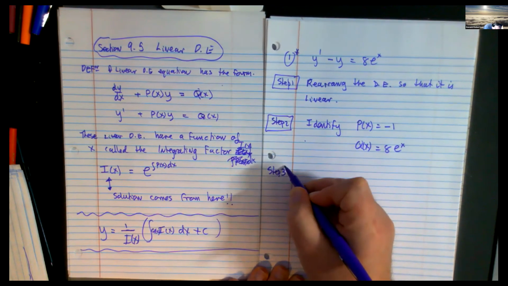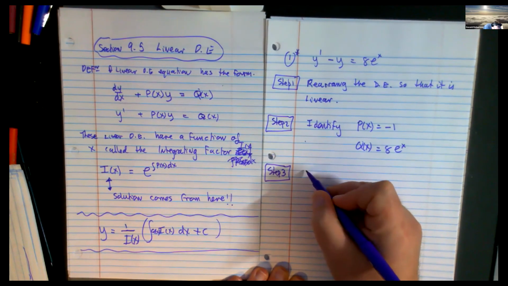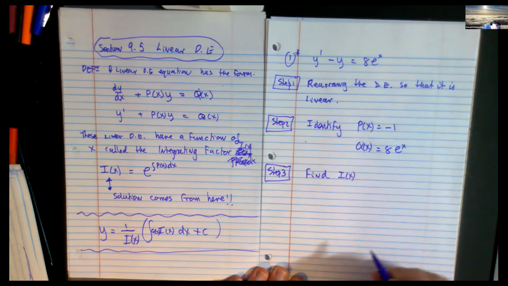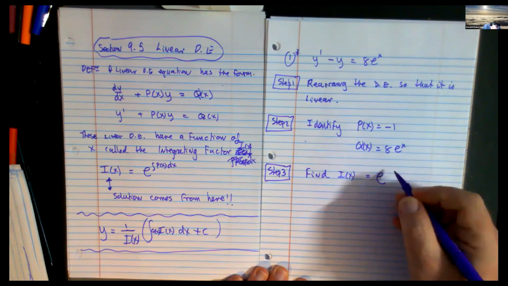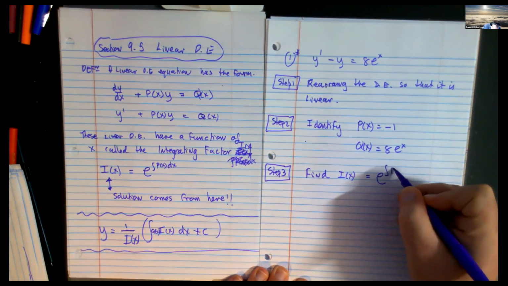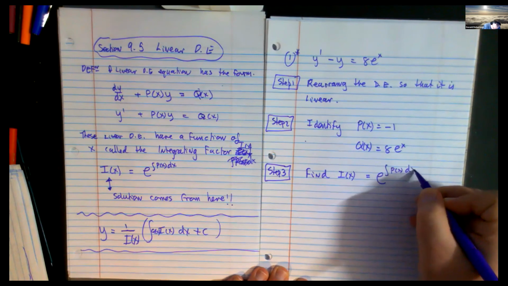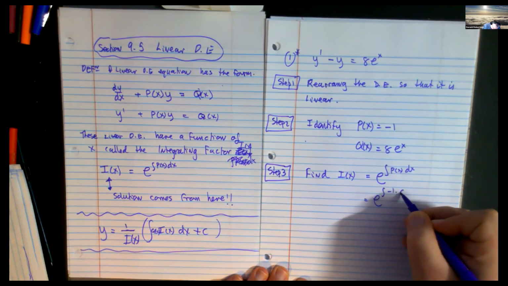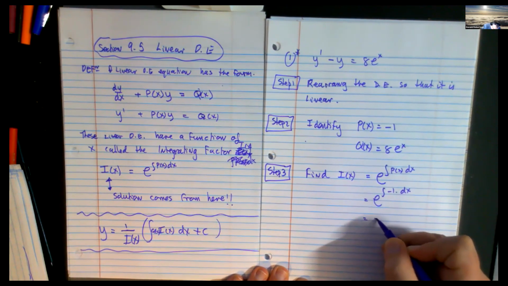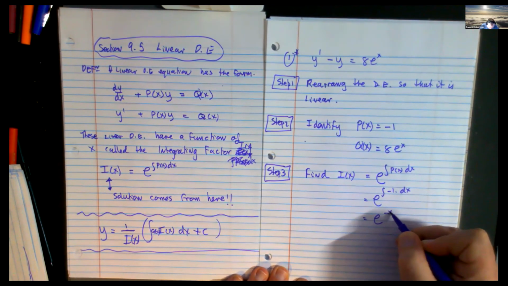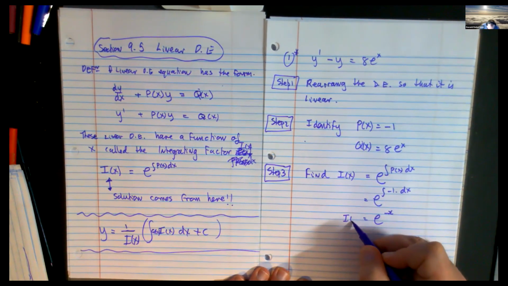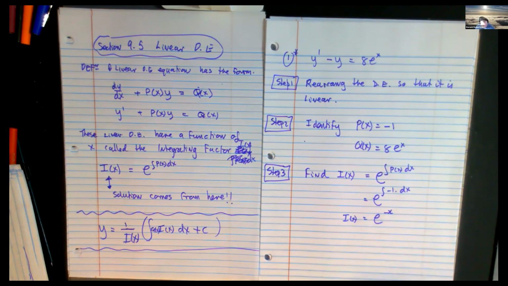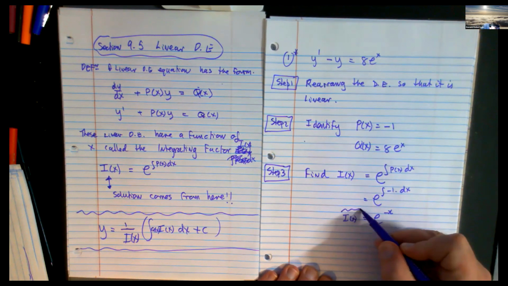Step 3. Find the integrating factor. E to the power of the integral of P(x) dx. E to the power of the integral of -1 dx, which is e to the -x. Now, when you do the integrating factor, I know there's a temptation to put a plus c, but just don't. The integrating factor does not have any c's in it.